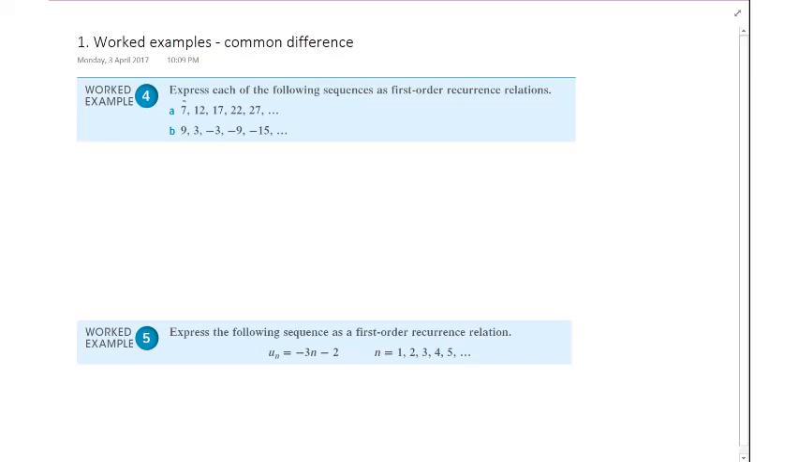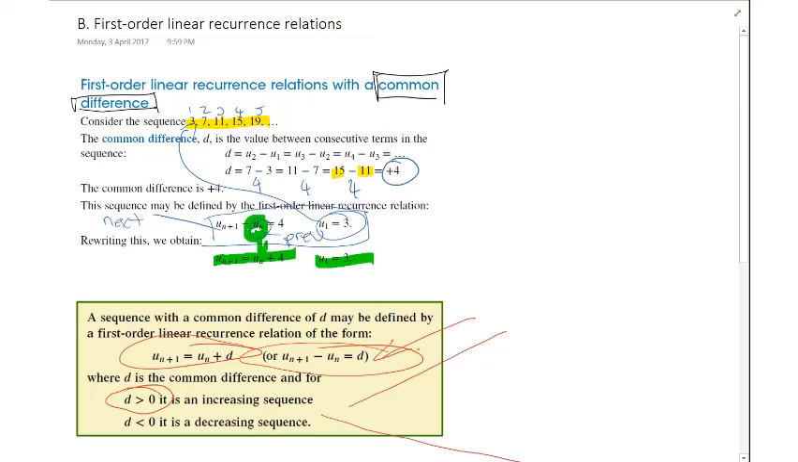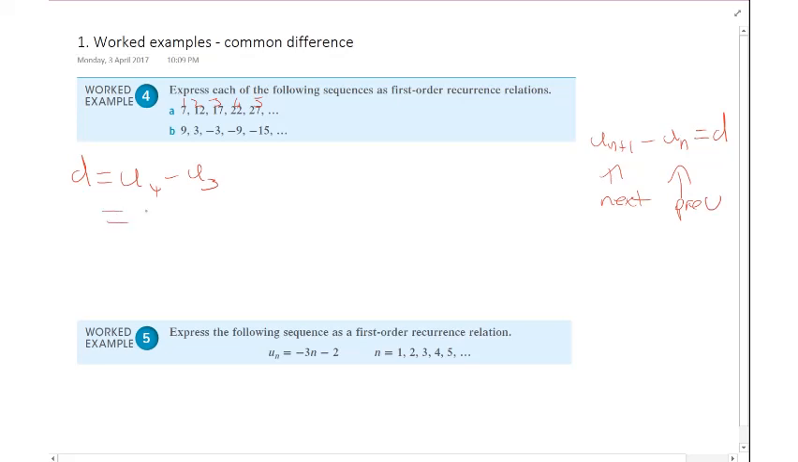Again, let's number them 1, 2, 3, 4, 5. So if I said D equals U4 minus U3, remember, in this format, let's write it again: U(n+1) minus U(n) equals D, next minus previous. So D in this case, U4, 22 minus 17, will give me 5.